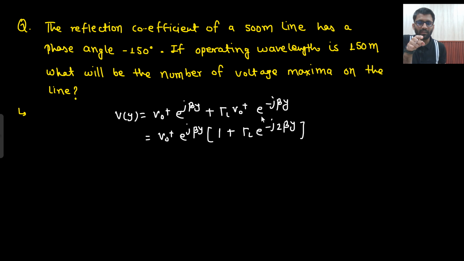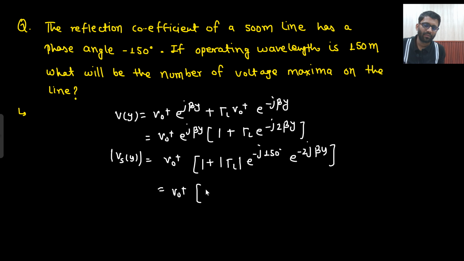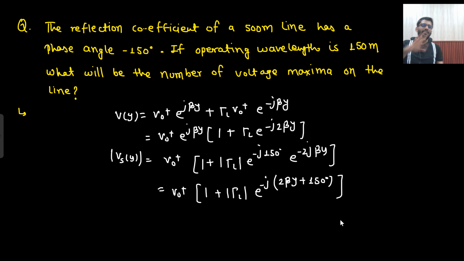Now what is given? The reflection coefficient magnitude is not given. Now if I calculate only the mode of VS(y), that would be V0 plus. Here magnitude is not given, but the phase is given. What is that phase? That is minus 150 degree, into e to the power minus 2j beta y. Okay, so that phase is given now. 1 plus mode of gamma L e to the power minus j 2 beta y plus 150 degree. So this is the phase we are having.